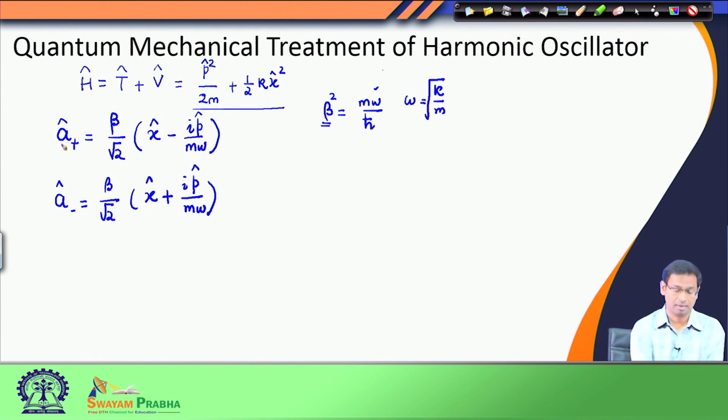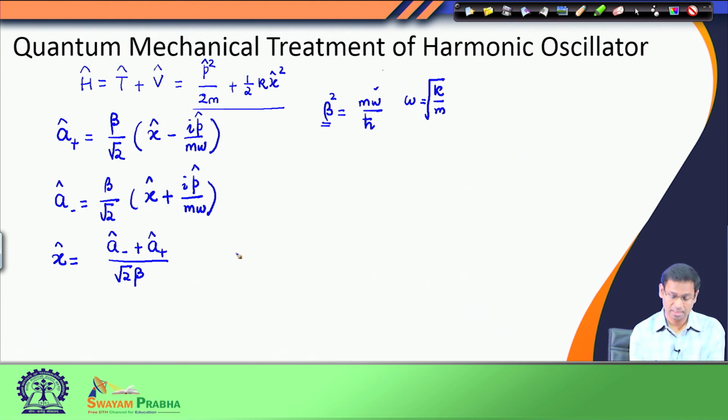Since A plus and A minus are expressed in terms of x and p, I can of course re-express my x and p in terms of A plus and A minus. If I add these A plus and A minus operators, the second term in these brackets will cancel out, and I will be left with only the x operator. So, this is what I show you. The operator x is simply A minus operator plus A plus operator divided by square root of 2 beta. You can rearrange these two equations to obtain this.